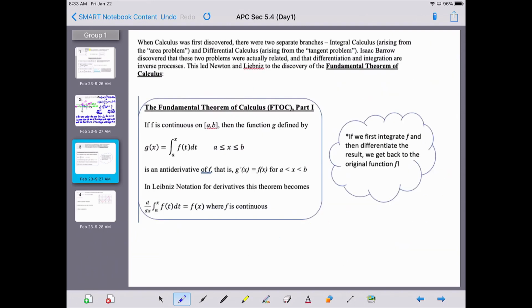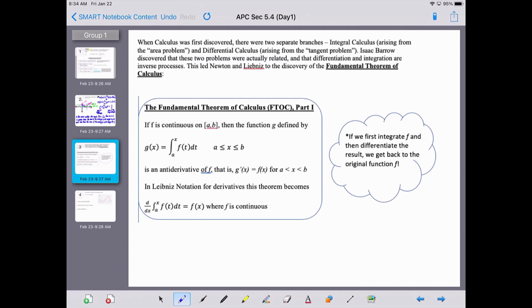So now we're going to change gears a little bit, and we're going to begin talking about the fundamental theorem of calculus. When calculus was first discovered, it was kind of separated into two pieces, which we've already talked about this year. Those two pieces were the differential calculus part, finding derivatives of functions, which we spent most of first semester on. And then the second branch of calculus was integral calculus, which arose from the area under the curve problem.